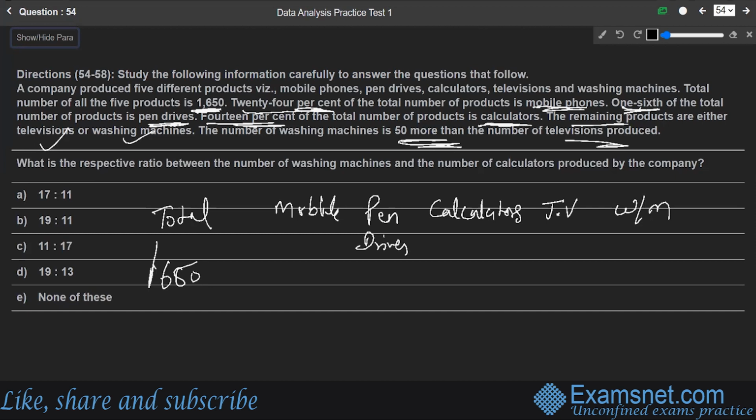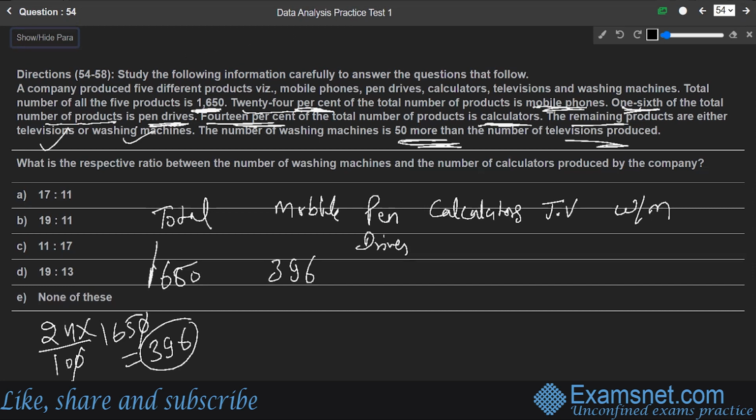24% of the total number of products is mobile phones. So clearly 24% of 1650 will be the number of mobile phones. How much is that? 24% of 1650. We need to solve this equation further. We need to cancel these numbers, and if we do, this value comes out to be exactly 396. So the number of mobile phones is simply 396. Now, further he's saying 1/6 of the total number of products is pen drives. So we need to do 1/6 of 1650, and that will be the number of pen drives. If we solve this further, it comes out to be 275. So this is the number of pen drives.